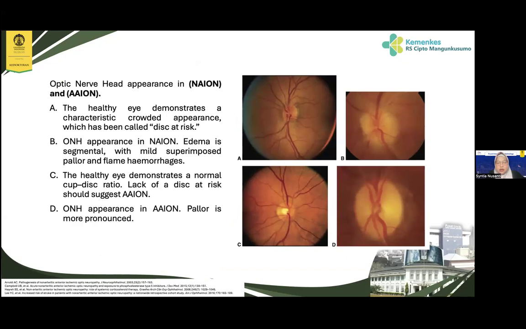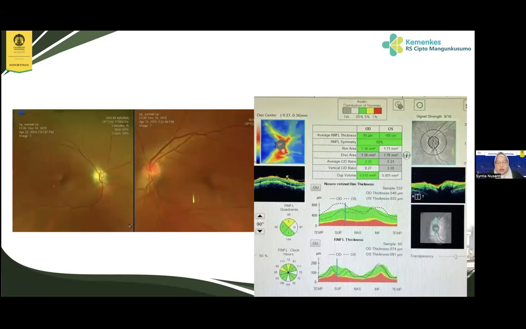If you want to try to differentiate between the non-arteritic and arteritic forms, picture A is the healthy eye with the cup disc. B is the NAION, where the edema is segmental, and C is the healthy eye demonstrating a normal cup disc ratio, and D is the patient with arteritic anterior ischemic optic neuropathy. In patients with arteritic anterior ischemic optic neuropathy, the pallor is more pronounced compared to the non-arteritic one.